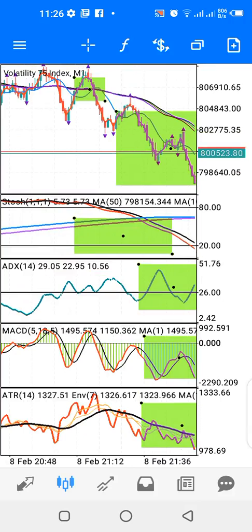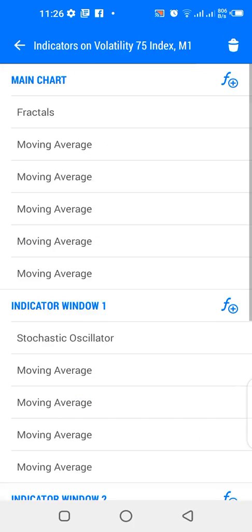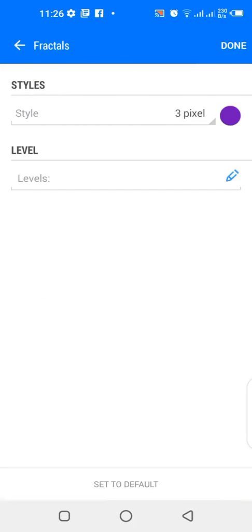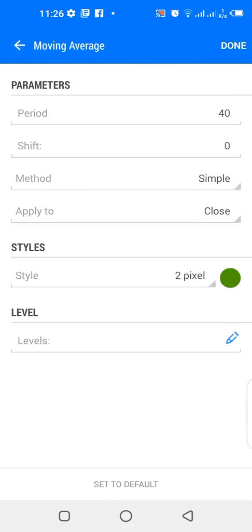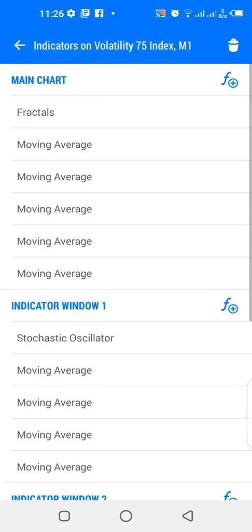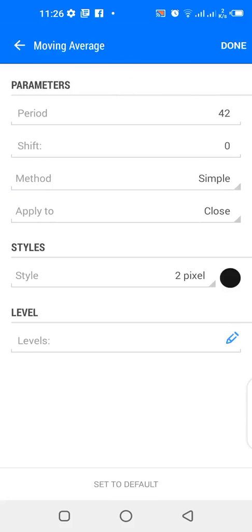So that's the way the main window works. Let's look at the settings. For the main window, we have fractals. We have moving average, 40 period, shift is 0, method is simple, apply to close, color is green. We have another moving average, period is 40, shift is 0, method is simple, apply to close, and the color is black.